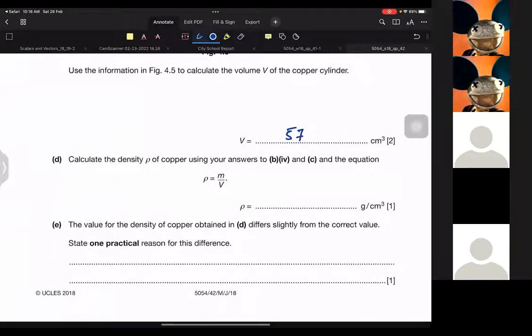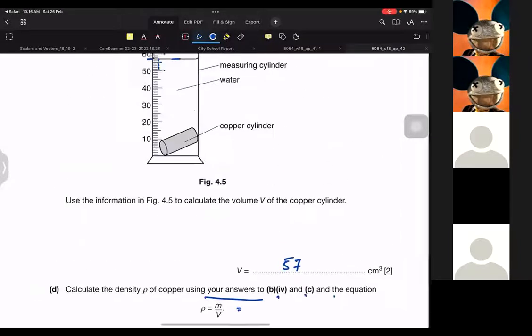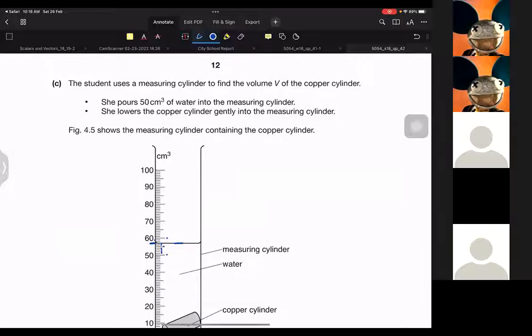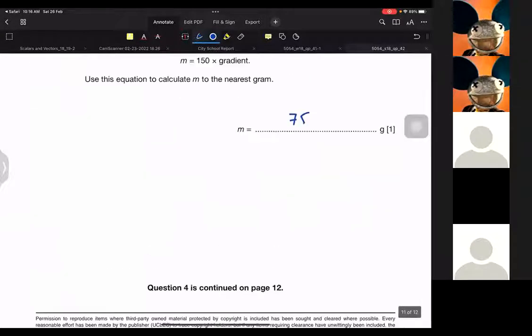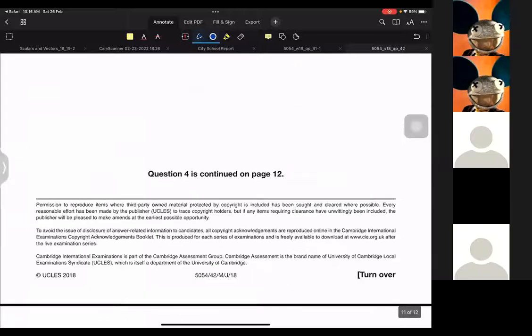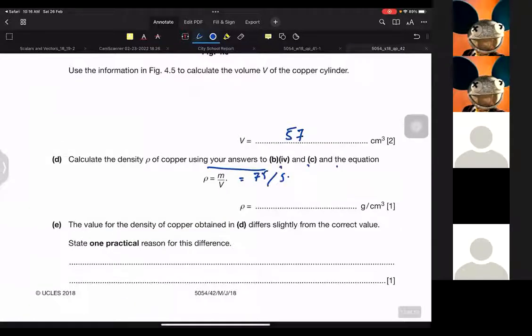And then it says calculate the density of the copper using your answer in this and this. So we already have the mass, which is, I think, what did we get? 75 grams. They also wrote the units. So 75 divided by 57. So I'm writing 5.7 all the time.